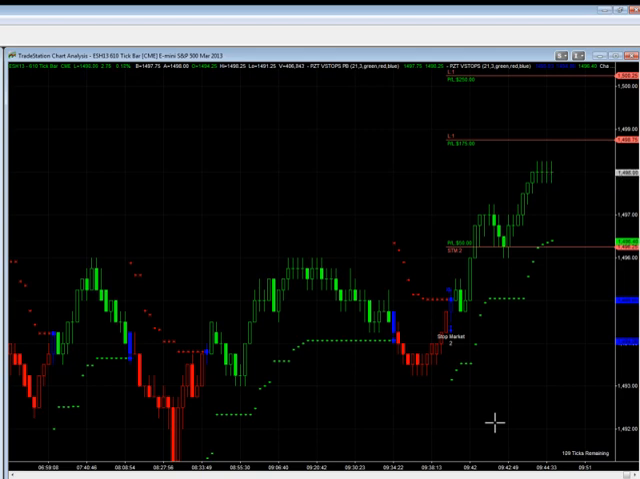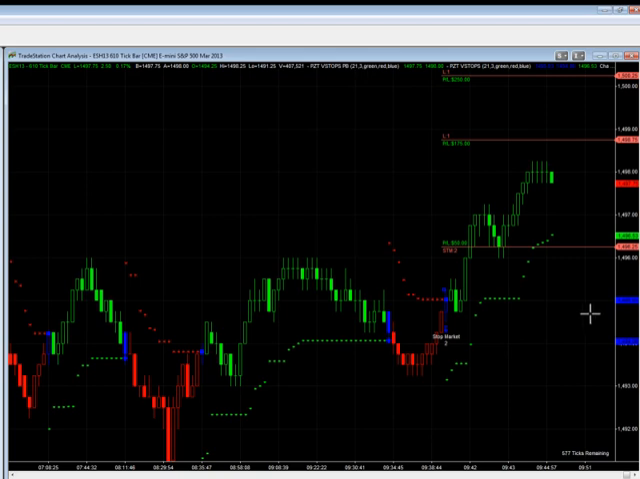So again, a way that VSTOP can really help us is it's helping us to push those stops up. And a lot of times those stops will correspond to former points of support and resistance.